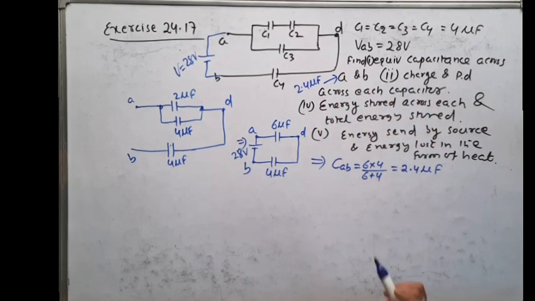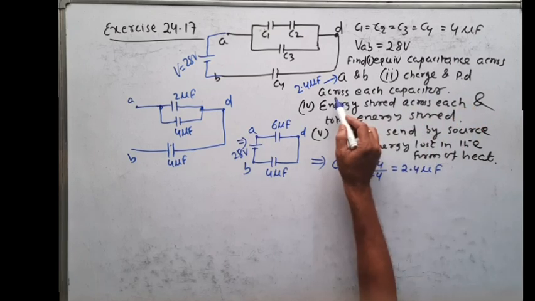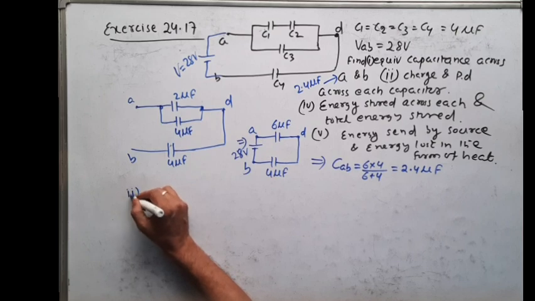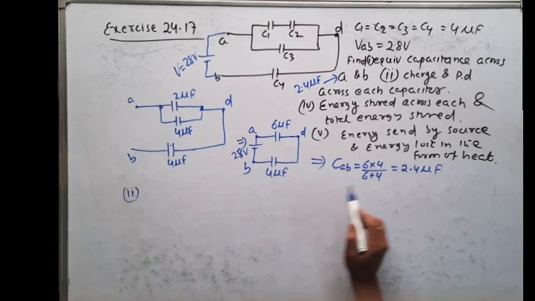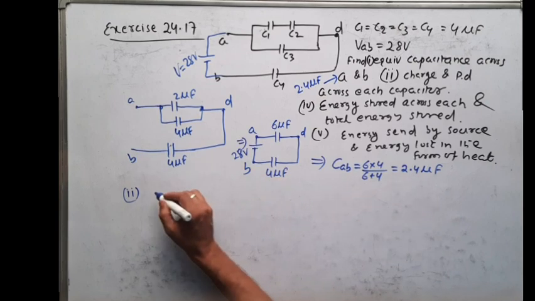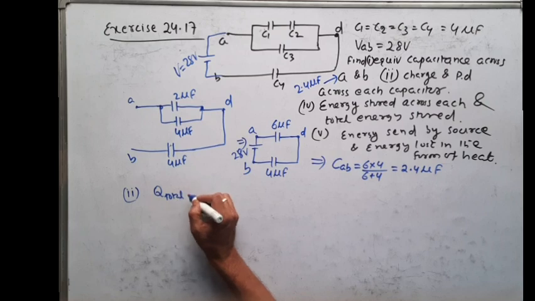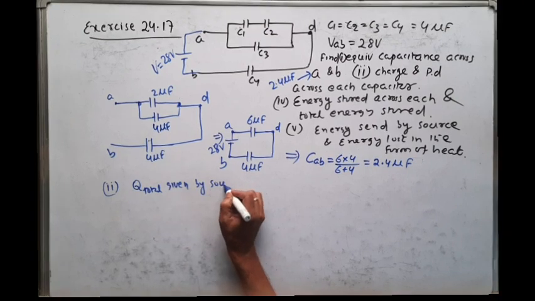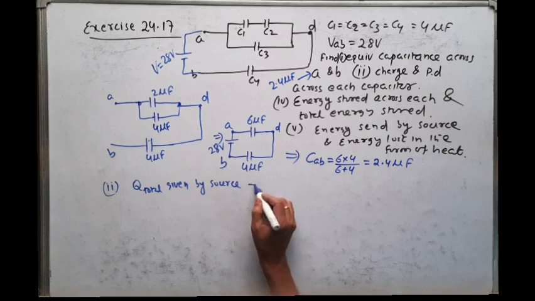Come to second bit. What is the charge and potential difference across each capacitor? So now we will solve second bit. Question is, what is the charge across each capacitor? Now we will find the total charge given by source. So what is the total charge?